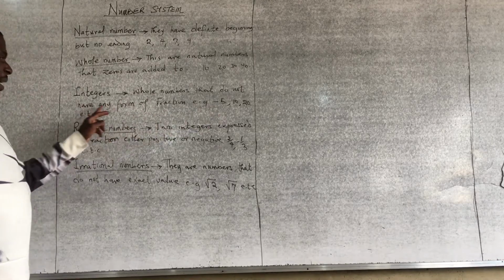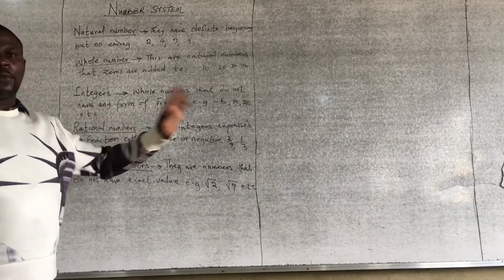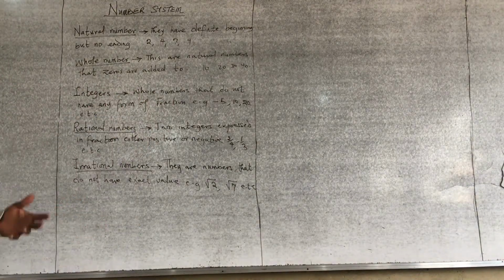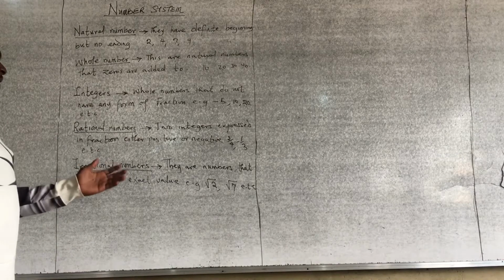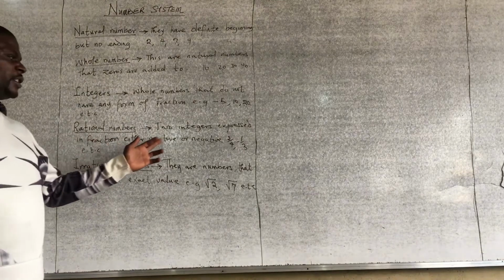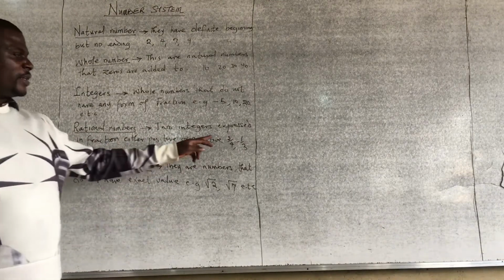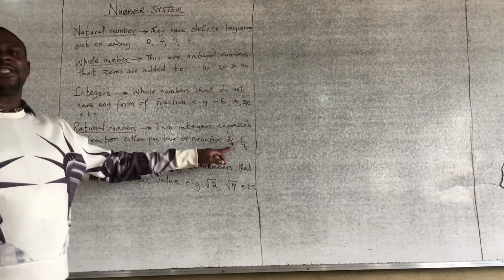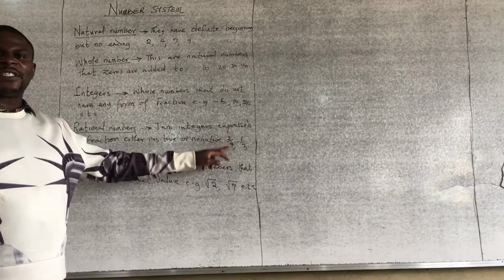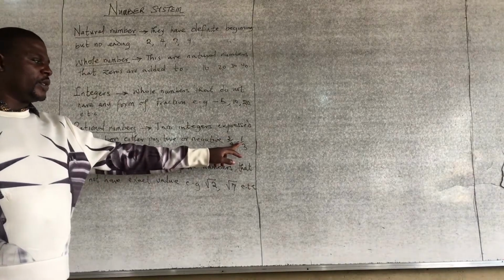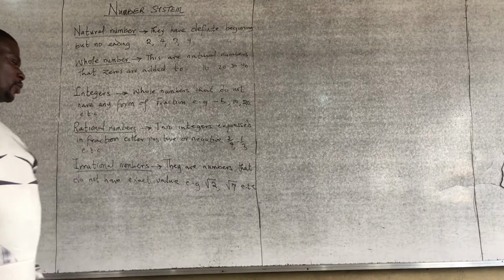So the integers, of course, are whole numbers that do not have any form of fraction. Minus 5, 10, 20, 50, 25, 75. So the rational numbers are two integers that are expressed in fraction, either positive or negative. Like 2 is an integer, 4 is an integer, but because it's expressed as a fraction, it will either be a negative or positive fraction.